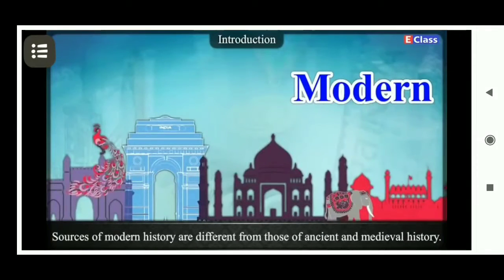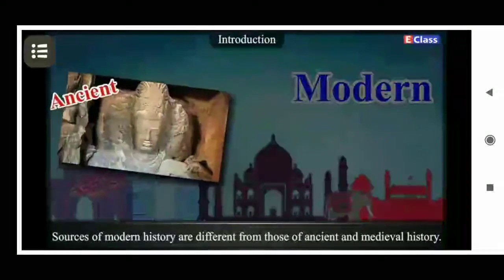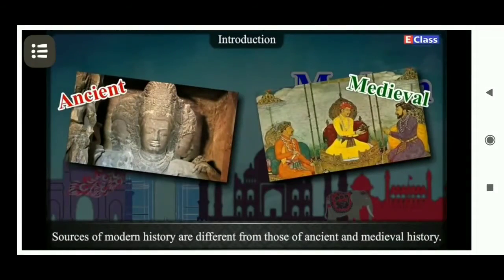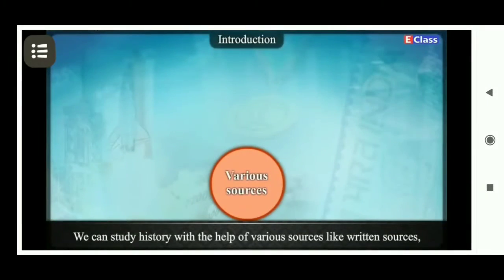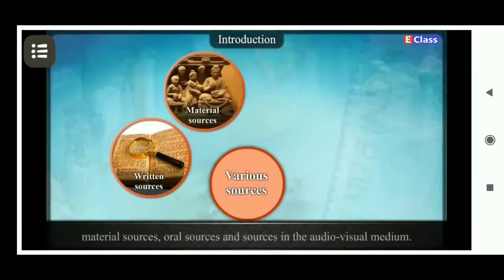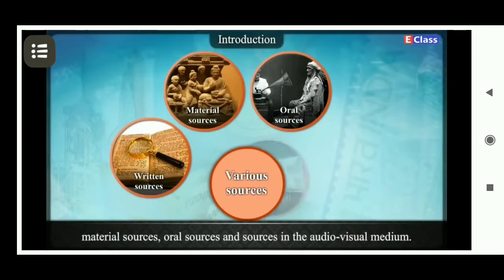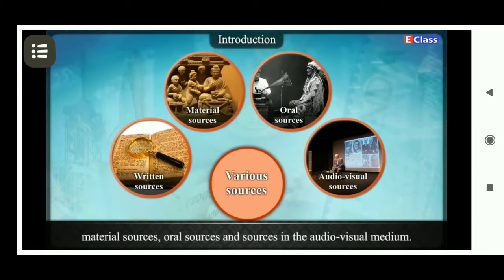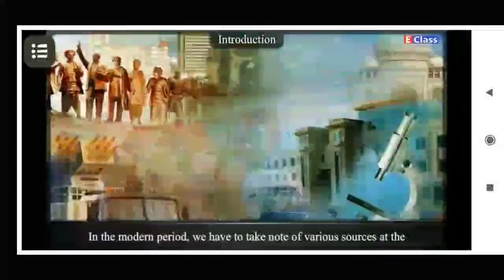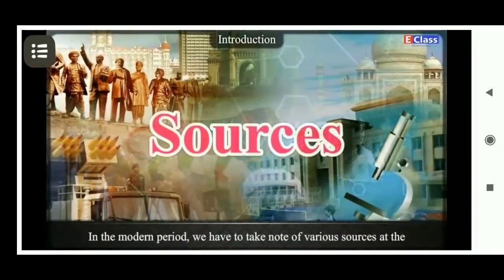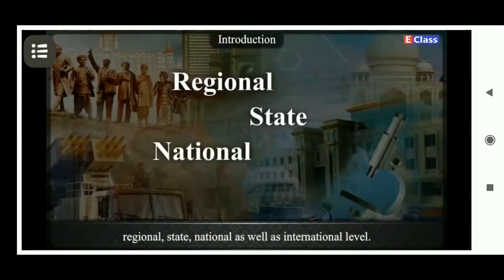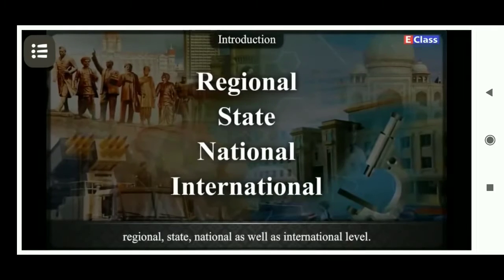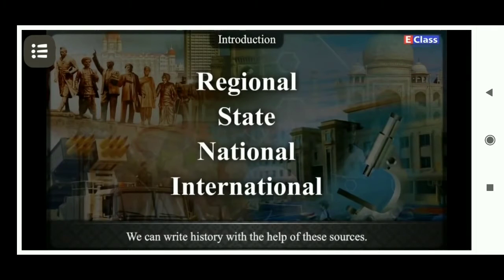Sources of modern history are different from those of ancient and medieval history. We can study history with the help of various sources like written sources, material sources, oral sources, and sources in the audiovisual medium. In the modern period, we have to take note of various sources at the regional, state, national, as well as international level. We can write history with the help of these sources.